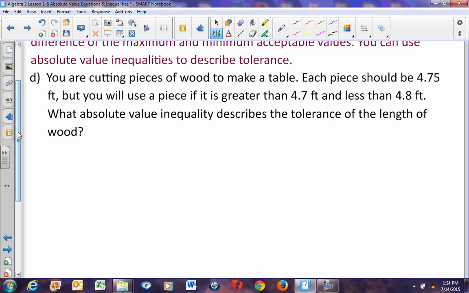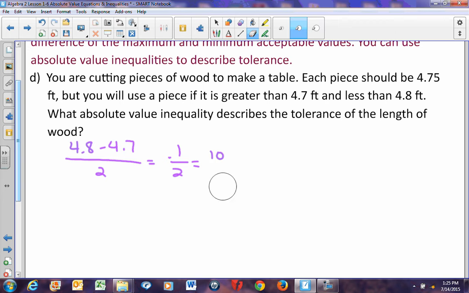And remember, tolerance is 1/2 of the difference of the maximum and minimum acceptable values. My maximum acceptable value is 4.8, my minimum is 4.7, and we're going to do half of that. 4.8 minus 4.7 is 0.1. 0.1 divided by 2 is the same thing as saying 1/20, which is the same thing as saying 0.05. I don't care how you write it. Any of those ways will work. Just don't use 0.1 over 2. You can't have a decimal within a fraction. So either use 1/20th or 0.05. So that's my tolerance.